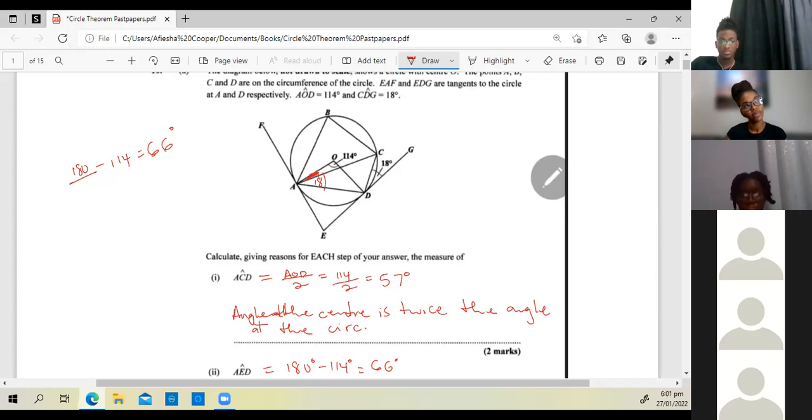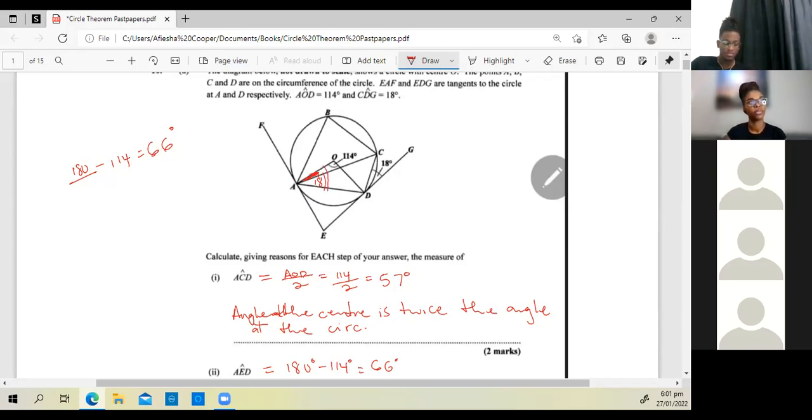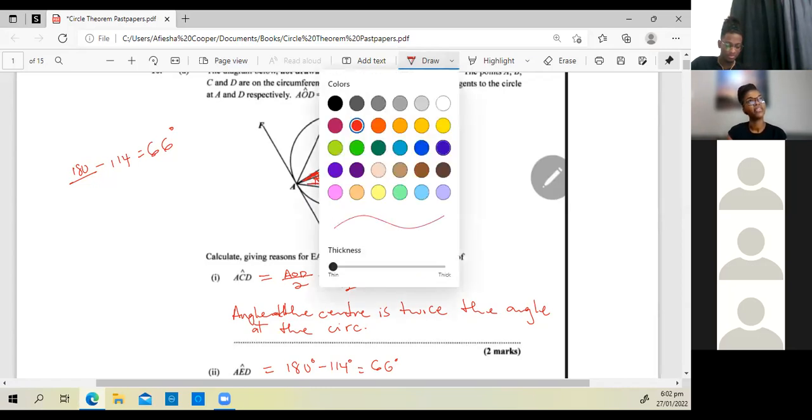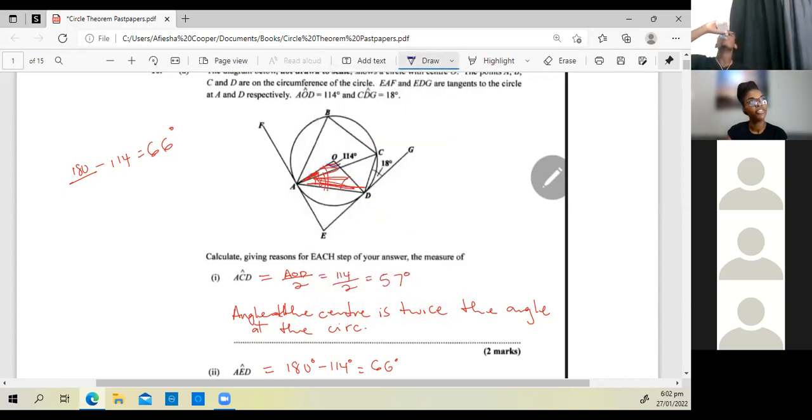And so now, since OAD is isosceles, subtract 114 from 180 and divide it by 2. So 180 is this whole thing. We know that the top part is 114 up here. We know that these two parts are equal to each other because it's an isosceles triangle, same chord meeting at the center. So the remainder is 66, and we have to divide that by 2. 66 divided by 2 is 33 degrees.